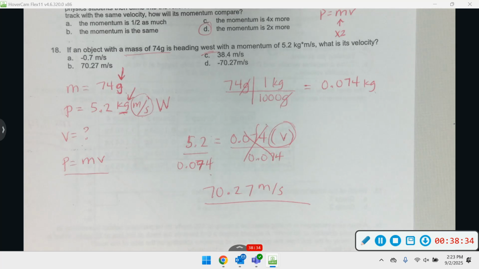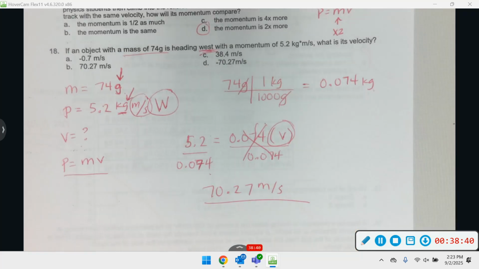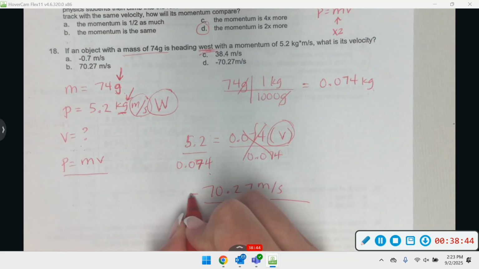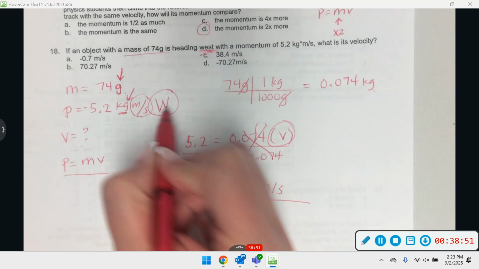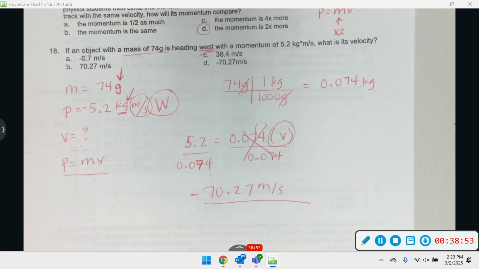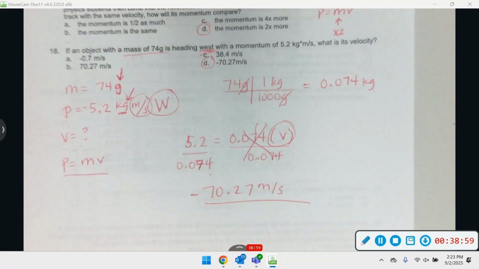So make sure you read all of them. Because initially when we wrote this, I even put it here, I said west, it's west. West means negative, okay, which means this should be negative 70.27. I could have been better about it and put a negative on it here instead of labeling it as west, and then I would have the negative in my answer. But at least check it at the end. Okay, so the answer to number 18 should be D, negative 70.27 meters per second. Are there questions about number 18?